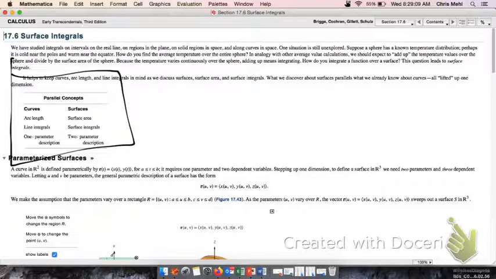We can also, throughout a surface living in a vector field, find the outward flux of the vector field along the surface. And before you actually calculate surface area or surface integrals, we're going to need to find a two-parameter description of the surface itself. So this is like parameterizing a surface instead of parameterizing a curve.